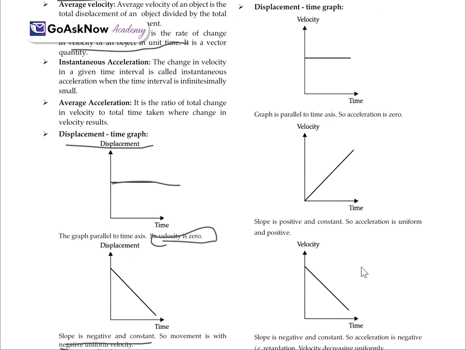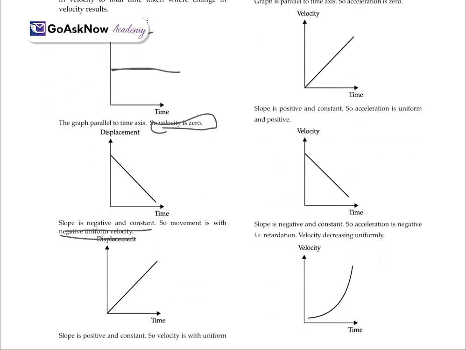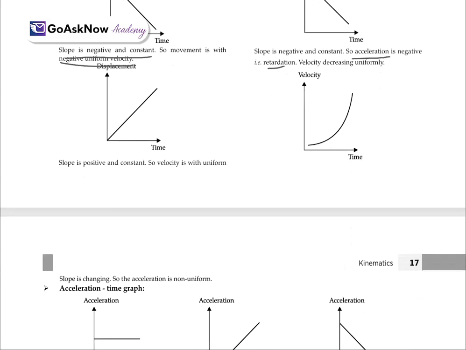For the second one, when this graph is between the velocity and the time, the slope is positive and constant, so acceleration is uniform and positive. Okay. Likewise, when the slope is negative, acceleration is negative, which means retardation. Always keep in mind that the negative form of acceleration is called retardation. Okay. Velocity is decreasing uniformly. Now, when it is like this, changing position, the slope is changing, so the acceleration is non-uniform.